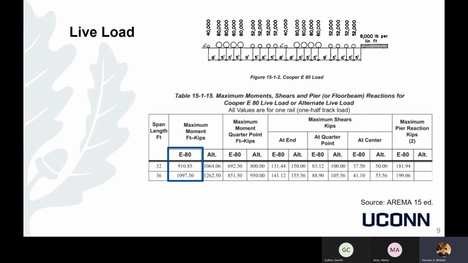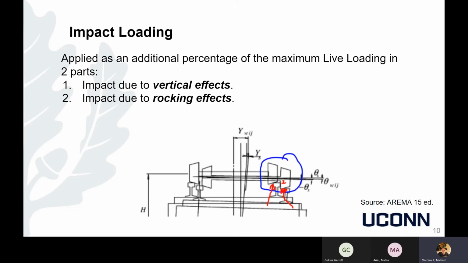For the live load, we've used the Cooper E80 loading from AREMA, and AREMA provides a table that specifies the different moments induced in the structural members for different span lengths of the bridge. The impact loading was applied as an additional percentage of the maximum live loading, and impact loading has 2 sources: impact due to the vertical effects of the train bouncing up and down as it passes over the bridge, as well as rocking effects as it sways side to side.